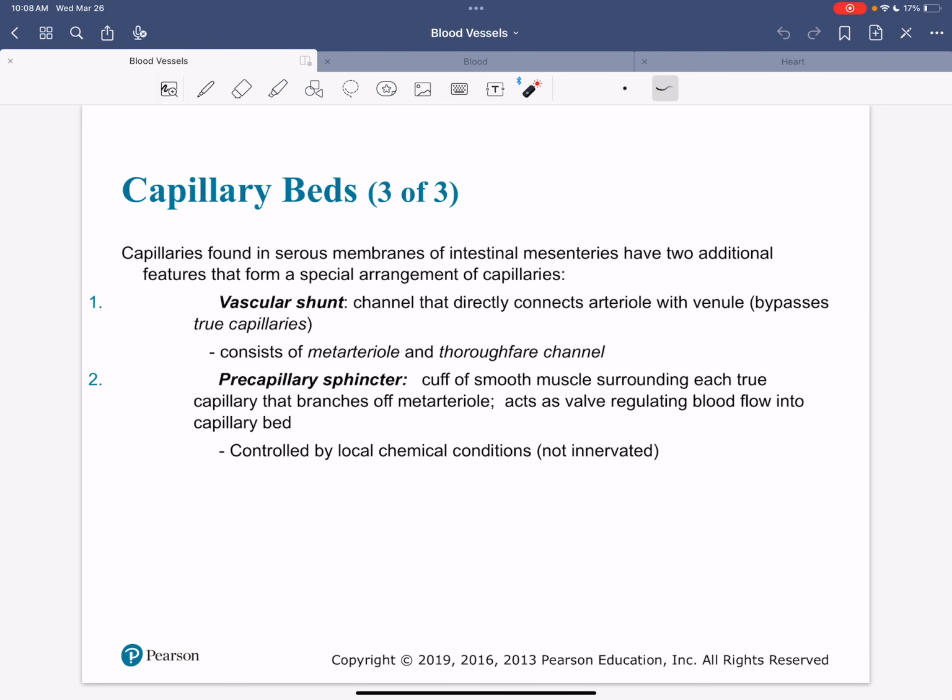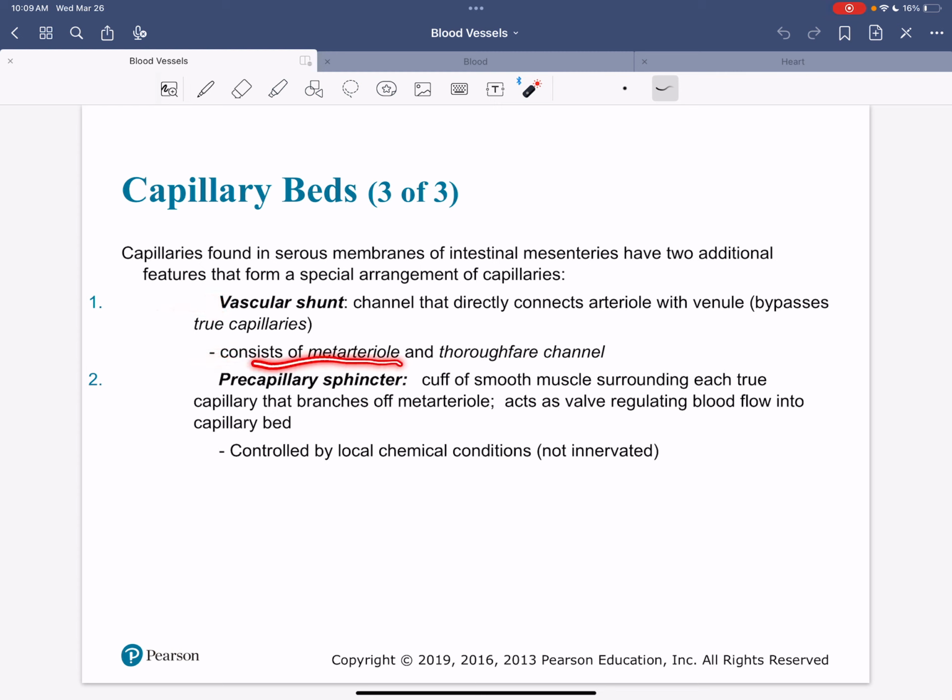Now, that being said, let's look at some more aspects of it. Capillaries found in serous membranes of the intestines have two additional features that form a special arrangement, and one is called the vascular shunt. This is a channel that directly connects the arteriole with the venule, and it bypasses the true capillaries. We're going to have a look at a diagram in just a few seconds. It consists of two parts, the meta-arteriole and the thoroughfare channel.